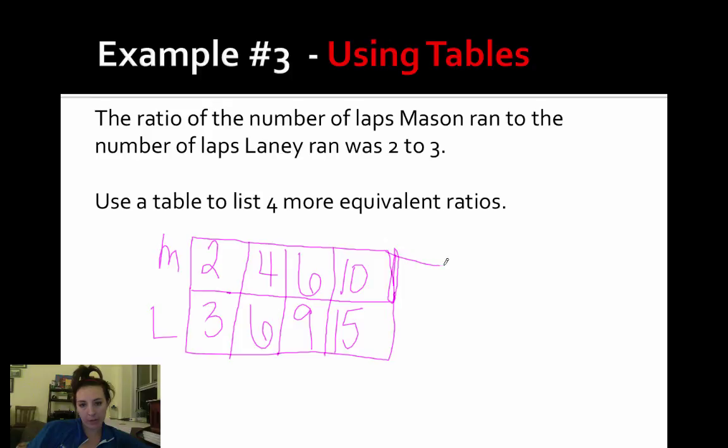I'm going to add another box on here, so we have to do 4 total. And let's do 10 this time. 2 times 10 is 20. 3 times 10 is 30.